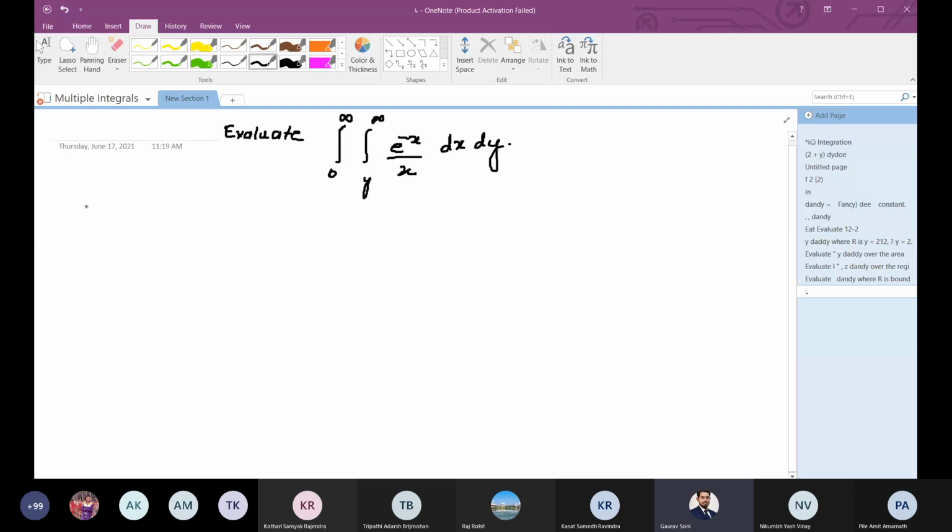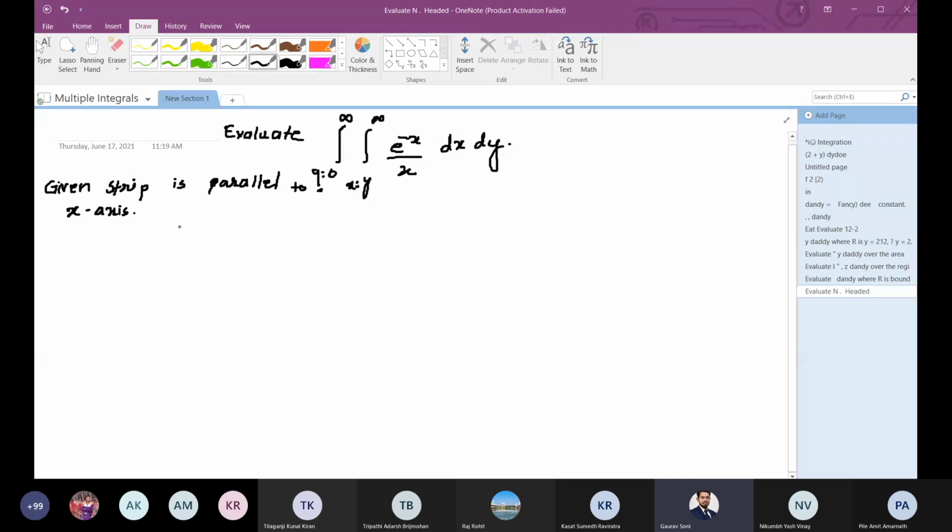Yes, anyone? Which variable is constant? Y. Y is constant. So whenever y is constant, the strip is parallel to x-axis. So as you can see, y is constant here. These limits are for y. These are the limits for x. So I can see that y is constant. So the strip must be parallel to x-axis.